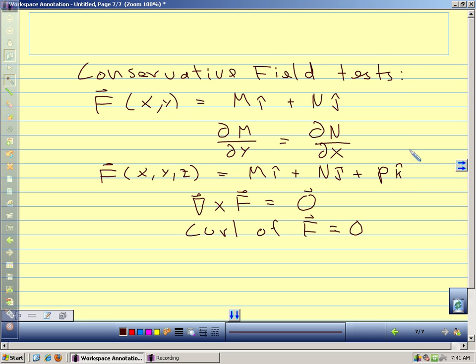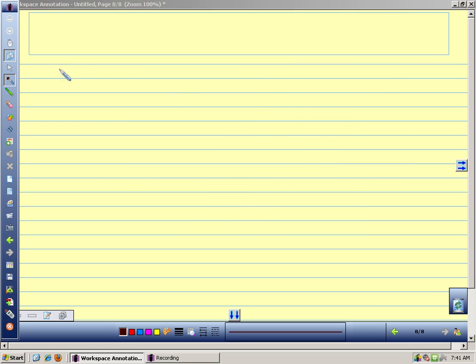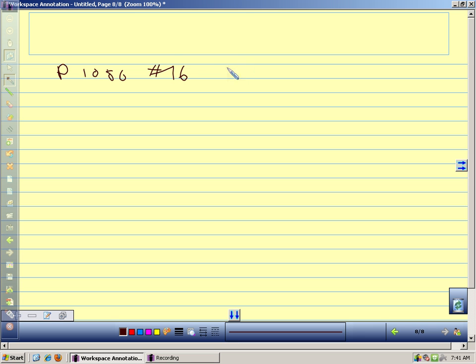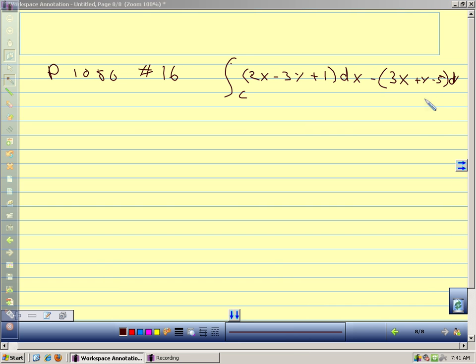So number 16 gives us a line integral over a bunch of different paths. We're looking at the line integral along these various paths of (2x minus 3y plus 1) dx minus (3x plus y minus 5) dy. So we're looking at this line integral.